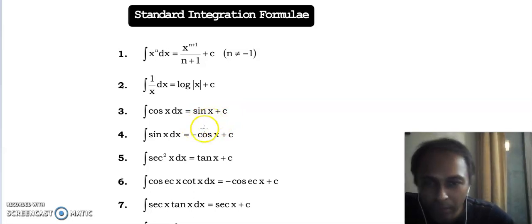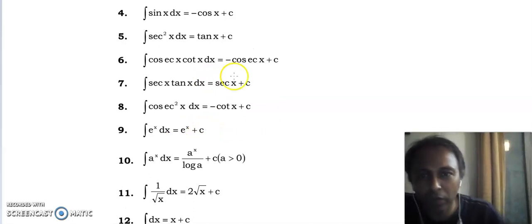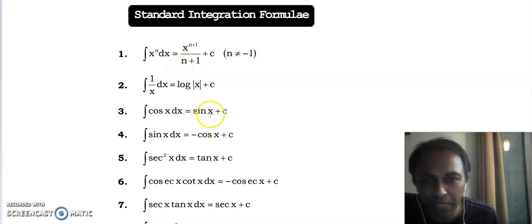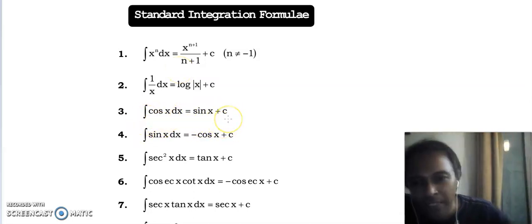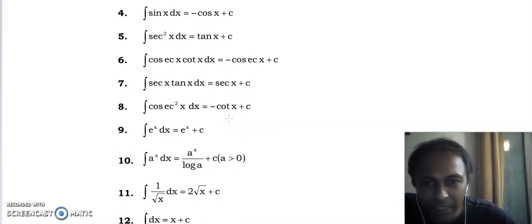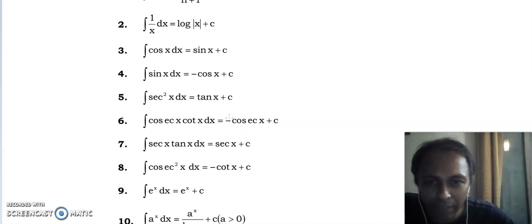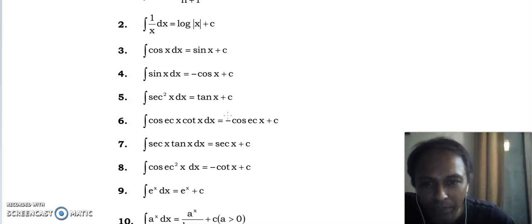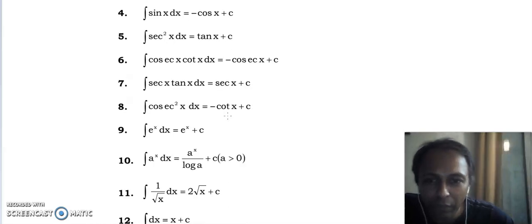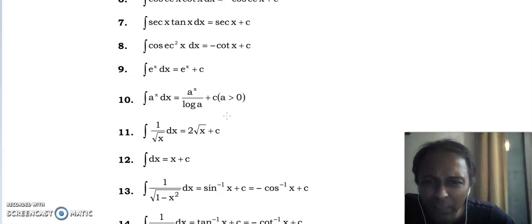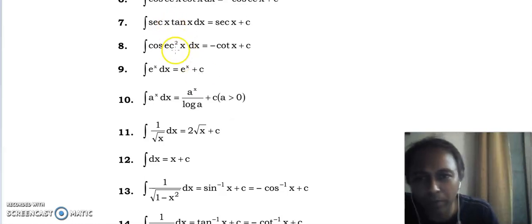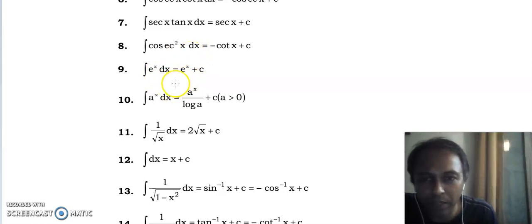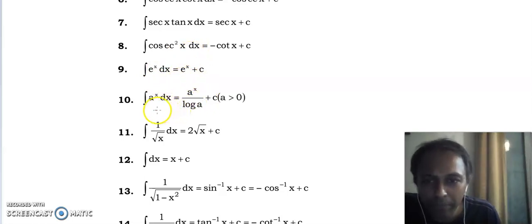We'll continue. As we know, the derivative of sine x is cos x. So integral of cos x is sine x, plus c, and all the standard forms we have written here. Students are advised to learn them from derivatives. As I told you in the beginning of the video, our pace will be a little higher, so I'm not making you write all of it. You can learn or write it at home in your own time.